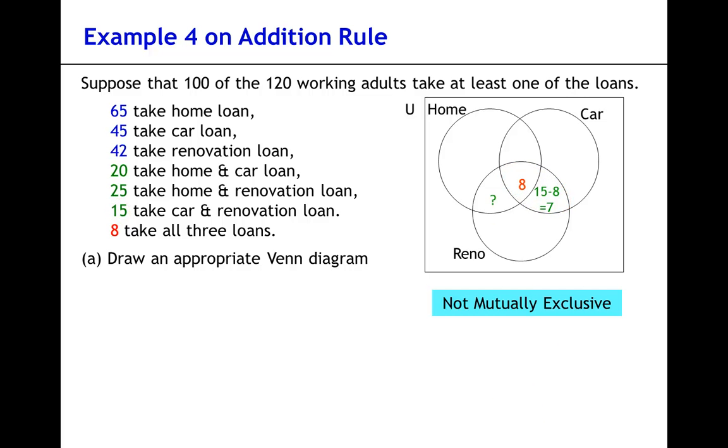What about this region? We are given that 25 take home and renovation loan, but that's this whole area here. Hence, we have to take 25 minus 8 to get 17 for this region. What about this region? We are given that 20 take home and car loan, but that's this whole area here. Hence, we have to take 20 minus 8 to get 12 for this region.